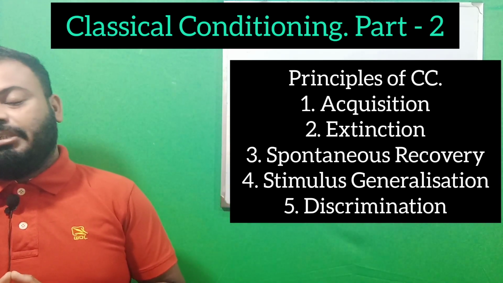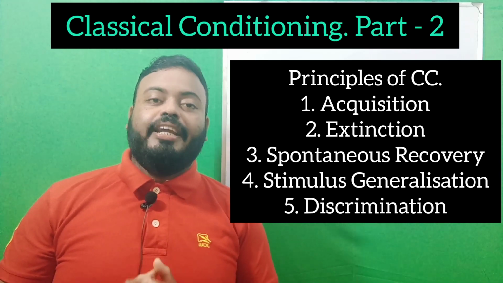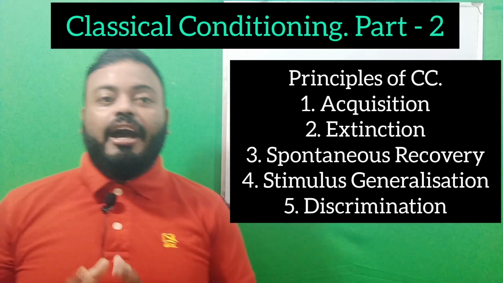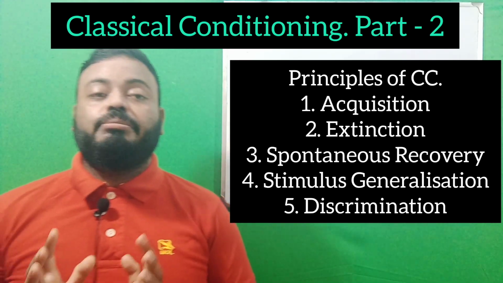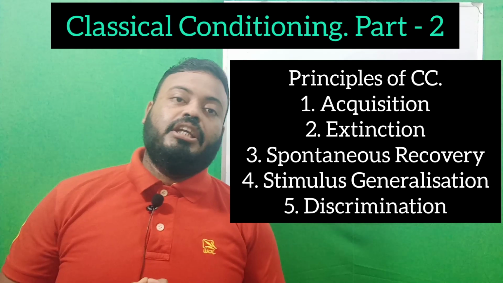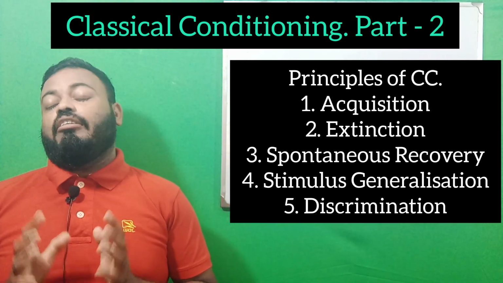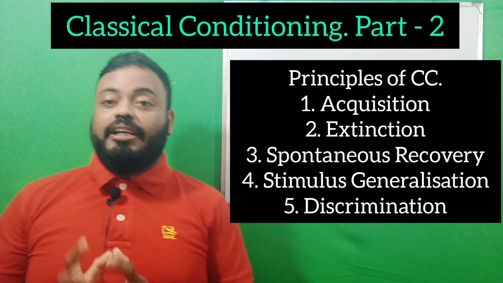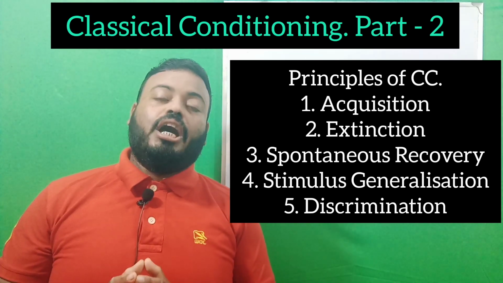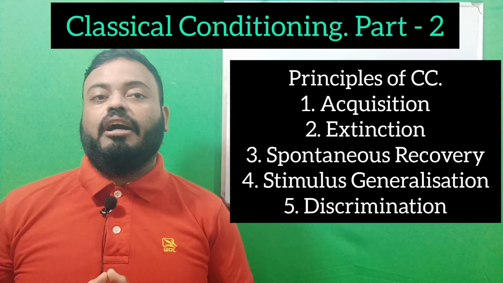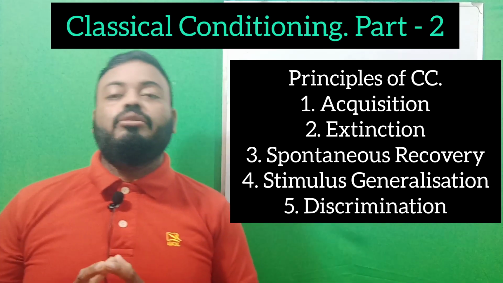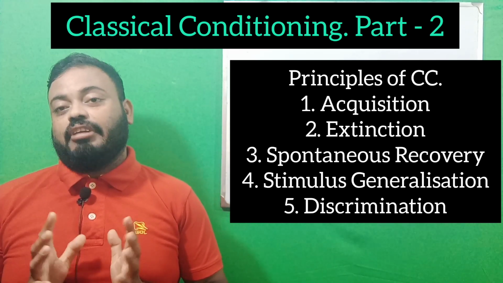Next, the last principle of classical conditioning is discrimination. Discrimination is the learned ability to distinguish between the conditioned stimulus and other irrelevant stimuli. So those are the principles of classical conditioning. Now we are going to explain another part of classical conditioning.